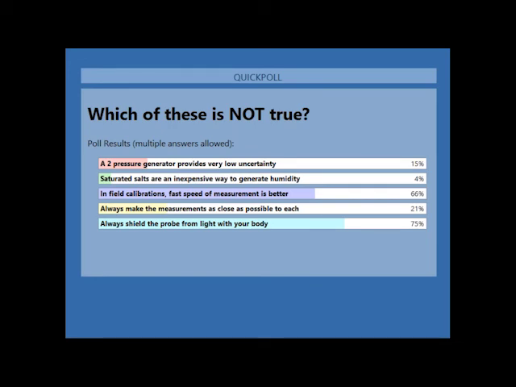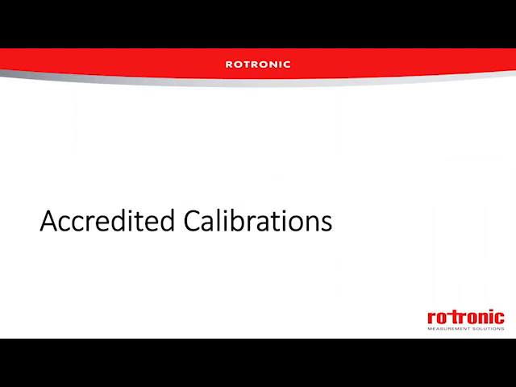I'll share the results. And the correct answer is that the third one, in-field calibrations, fast speed of measurement is better, is not true. In any calibration or any measurement, take your time. Be thorough. Don't rush it. And the last one, always shield the probe from light with your body, is not true, because if your body is anywhere close to that measurement point when you're calibrating, it's going to throw the whole thing off because your body gives out a lot of water vapor and a lot of heat.